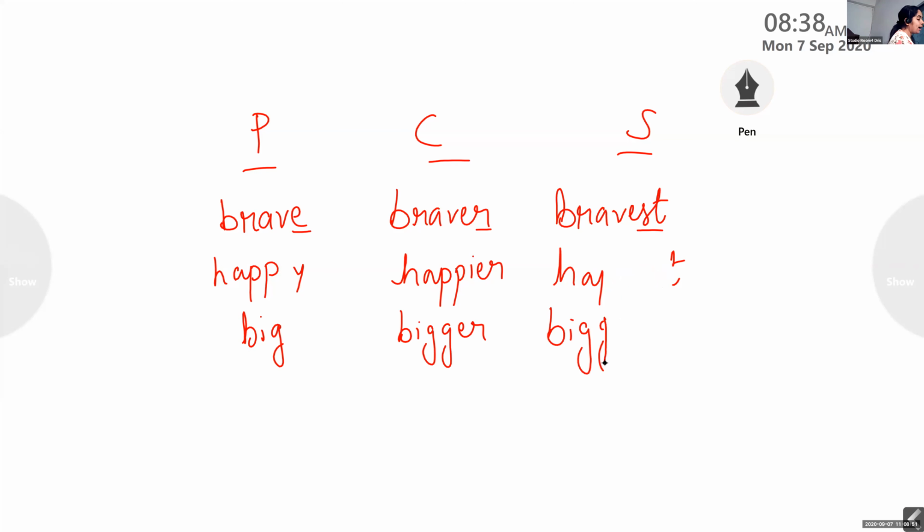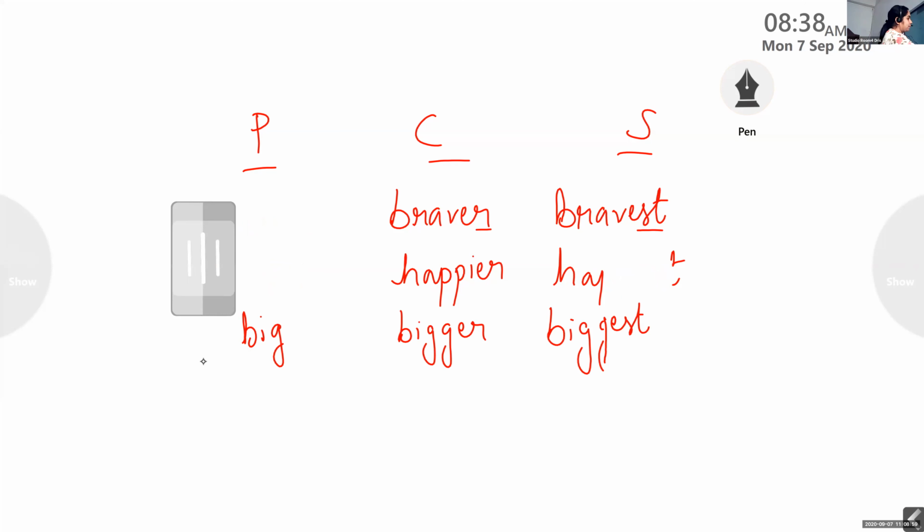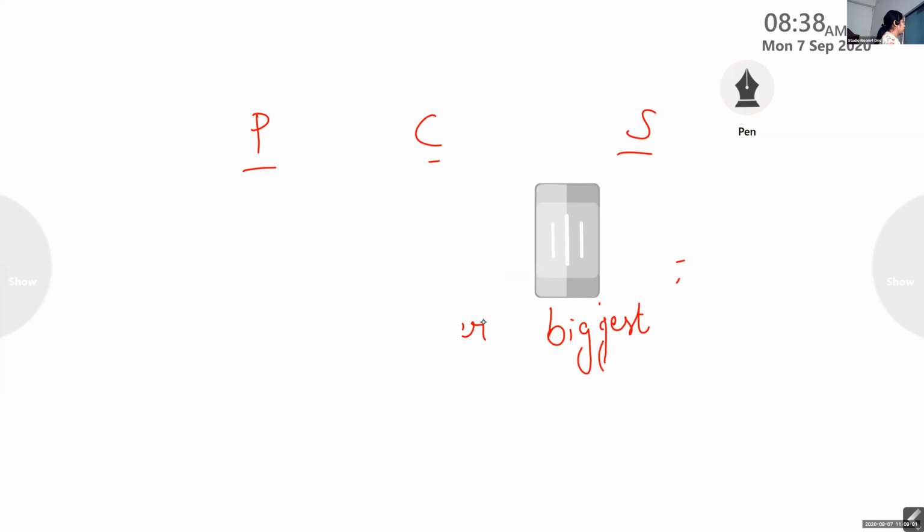The next rule we will learn is about more and most. We cannot add ER and EST in all the cases. When you have long adjectives, for example, I'll give you a long adjective here: beautiful.